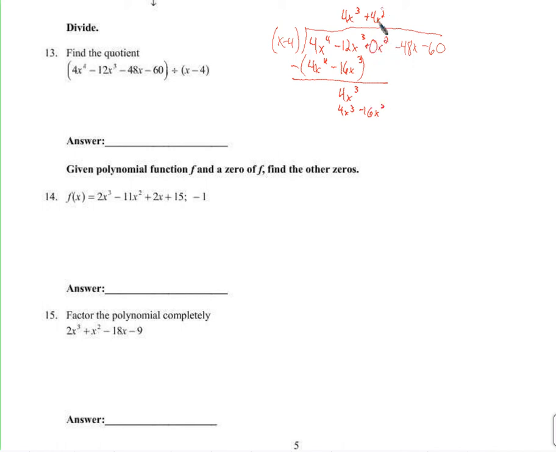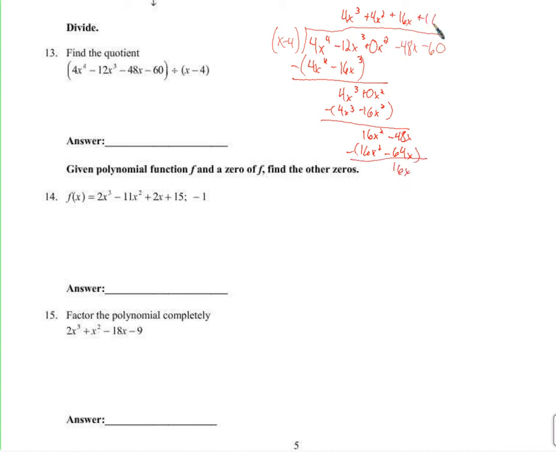Because 4x squared times negative 4 gives us negative 16x squared. How many x squareds do we want to get? We don't want to get any x squareds. So negative negative 16x squared is 16x squared. So we're going to multiply by 16x. 16x times x is 16x squared. 16x times negative 4 is negative 64x. Bring down the negative 48x. Subtract. We get 16x.